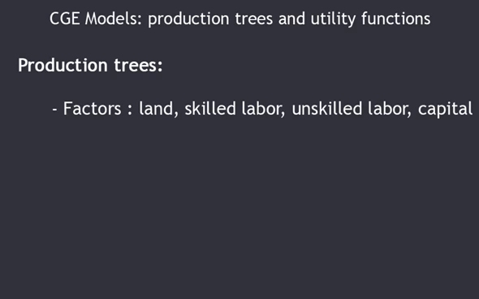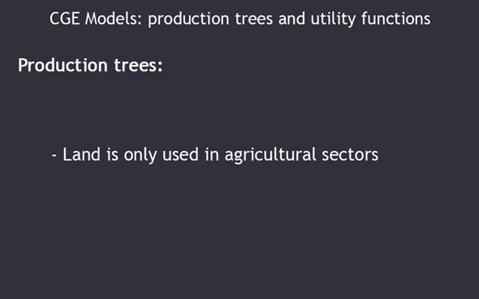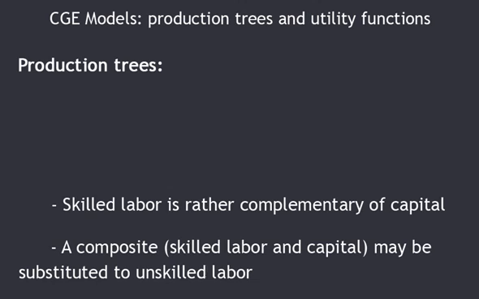So what are we going to change? First, 4 factors will be introduced instead of 2: land, skilled labor, unskilled labor, and capital. Then we will introduce the fact that land is only used in agricultural sectors. And then we will introduce an idea that we find in many computable general equilibrium models. Skilled labor is rather complementary to capital, and when we substitute machines for labor, we tend in all sectors to substitute machines for unskilled workers.